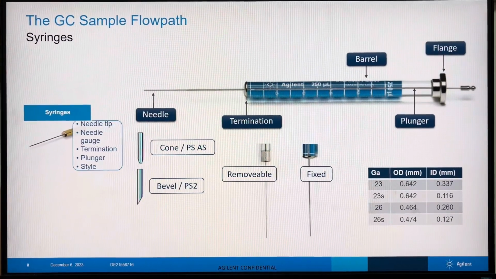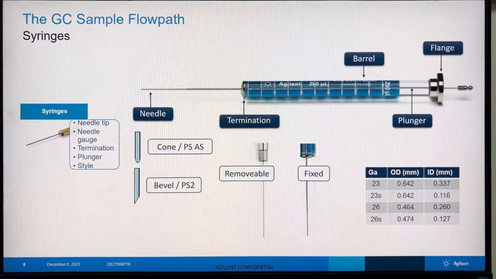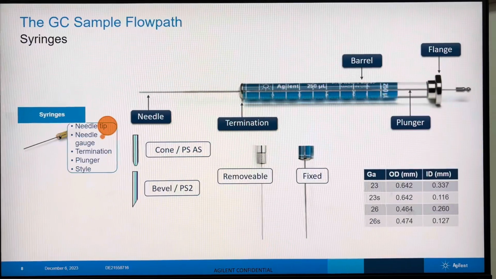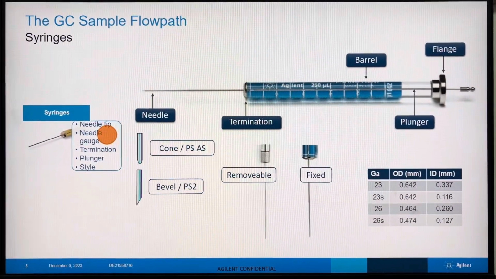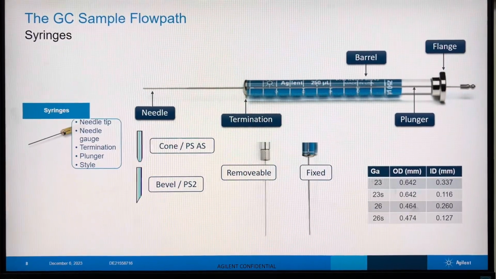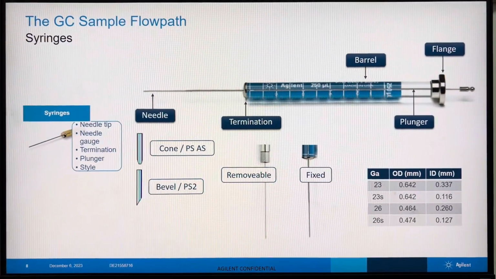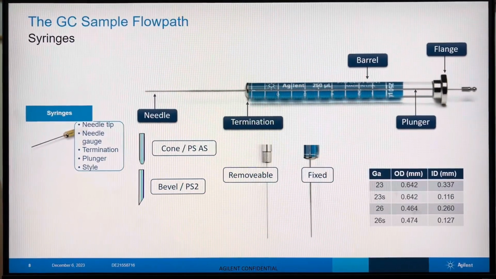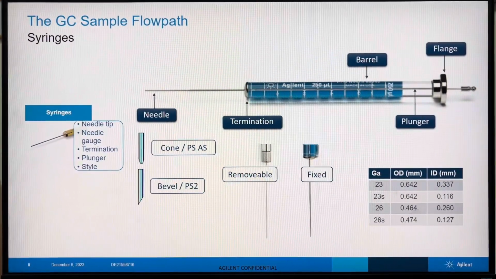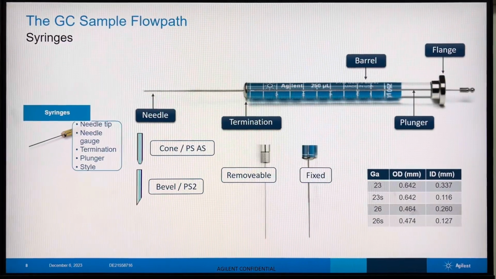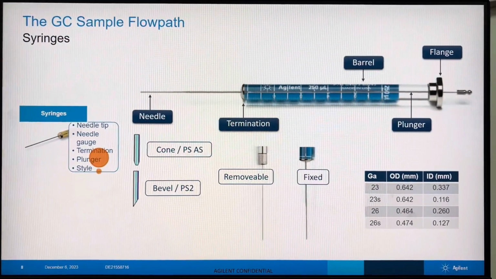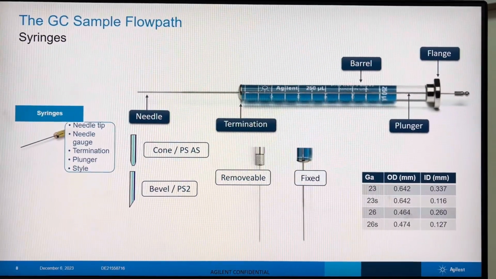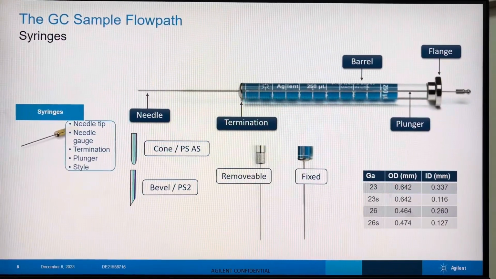The important parts of the syringe we need to be careful about are the needle tip and the needle gauge, which is also very important, whether it is able to pierce the septa we are using. That is where we need to select the right septa based on the syringe we are using. That is also an important thing. And then termination, plunger strength, and the style of the needle. Generally for high viscosity and high strength septa, we need a good gauge so as not to bend the needle or the plungers. And with viscous samples, we need to be careful about it.